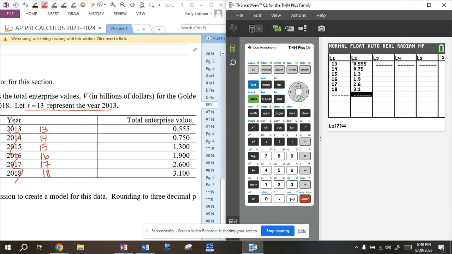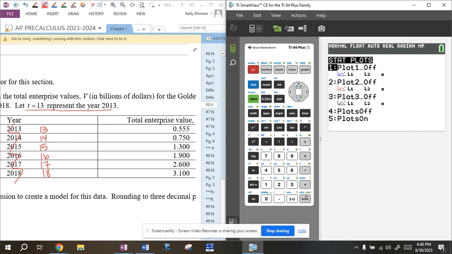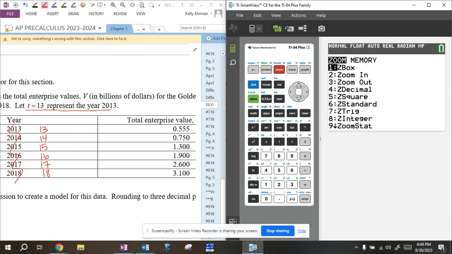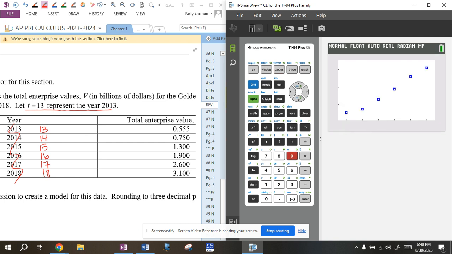To be able to see the scatter plot, we need to turn our scatter plot on. So second y equals, on. Make sure the first type of graph is highlighted, scatter plot. And then zoom stat, because we want the window to show what we have in our stat menu. So zoom 9. There it is. Looks roughly linear. Maybe there's a bit of a curve.